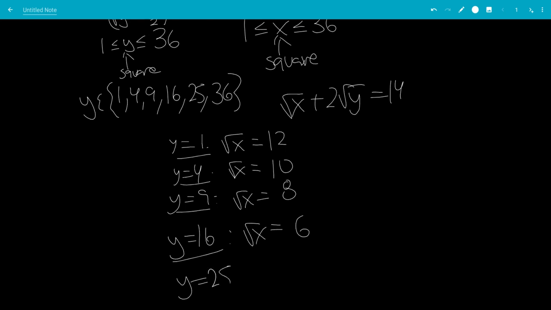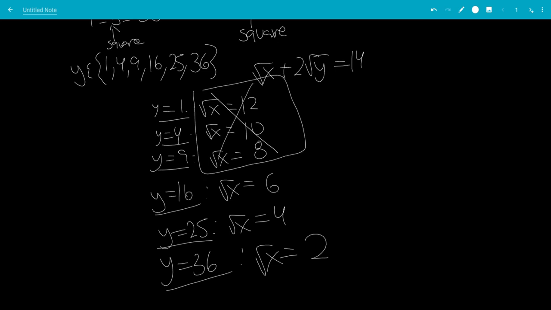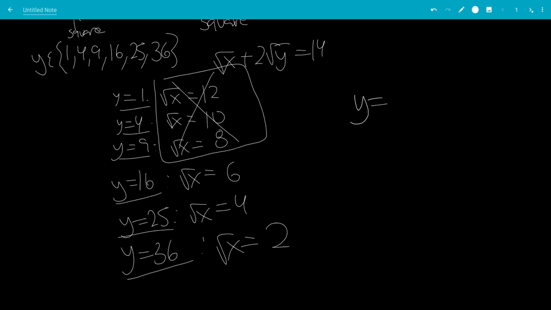Y is 25: that would be 5 times 2 is 10, so the square root of x equals 4. And finally, y equals 36: 6 times 2 is 12, and 14 minus 12 is 2. So you can instantly see that several of these can't be, because that would be x equals 144, x equals 100, and x equals 64, which is too big. So now we have 3 cases for y: y equals 16, 25, or 36.